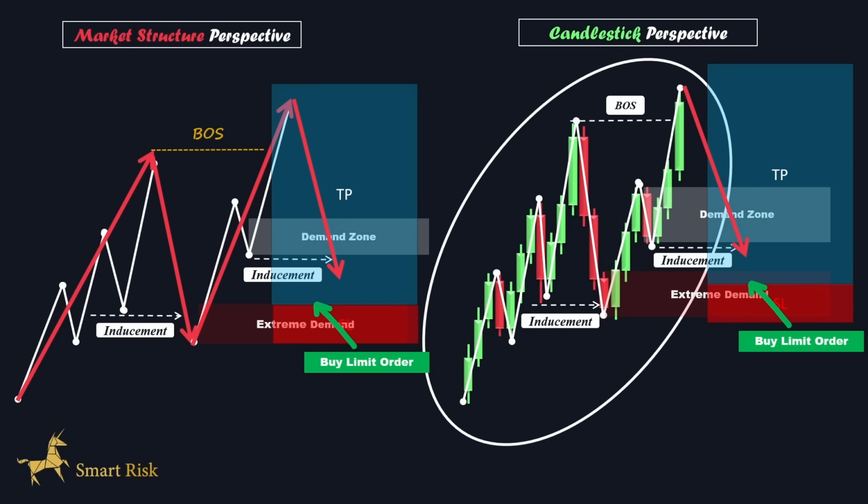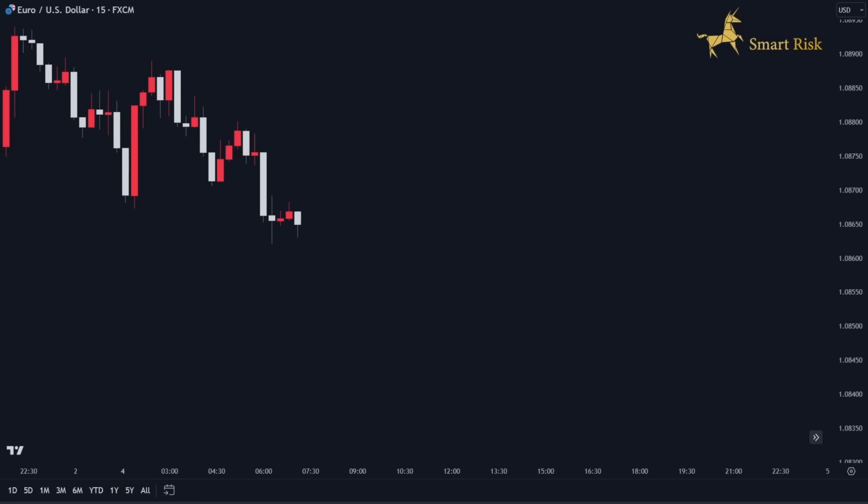Now let's proceed to the real chart and integrate all the concepts we've explored in this video. We'll examine how to effectively identify valid inducements in the market. Here, we are looking at the Euro-Dollar 15-minute time frame. As you can see, the market's overall momentum is bearish.